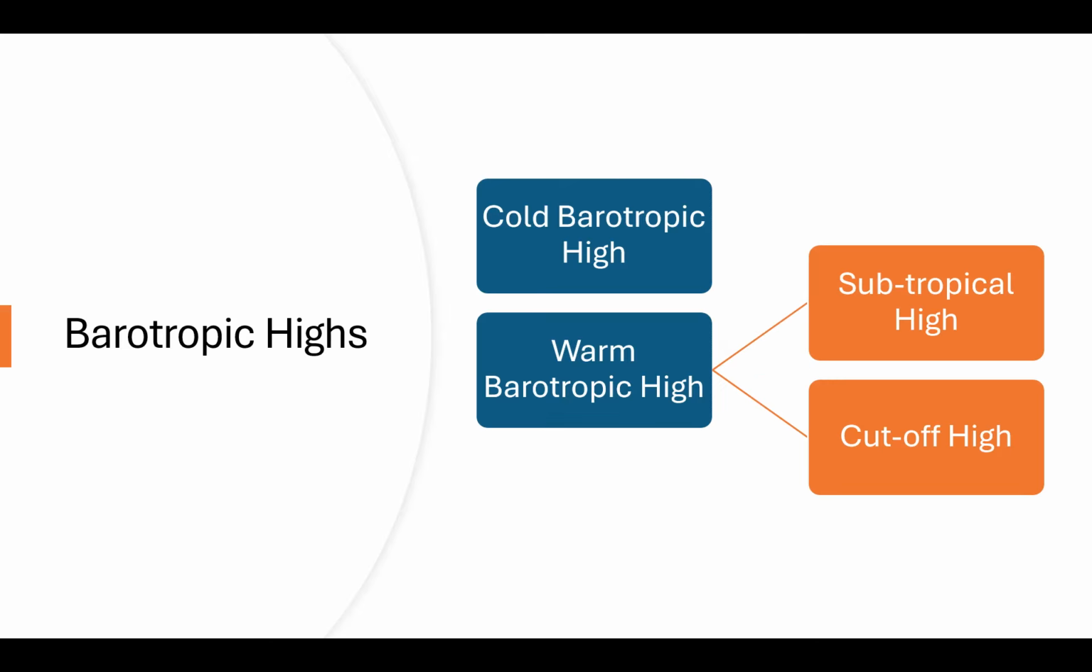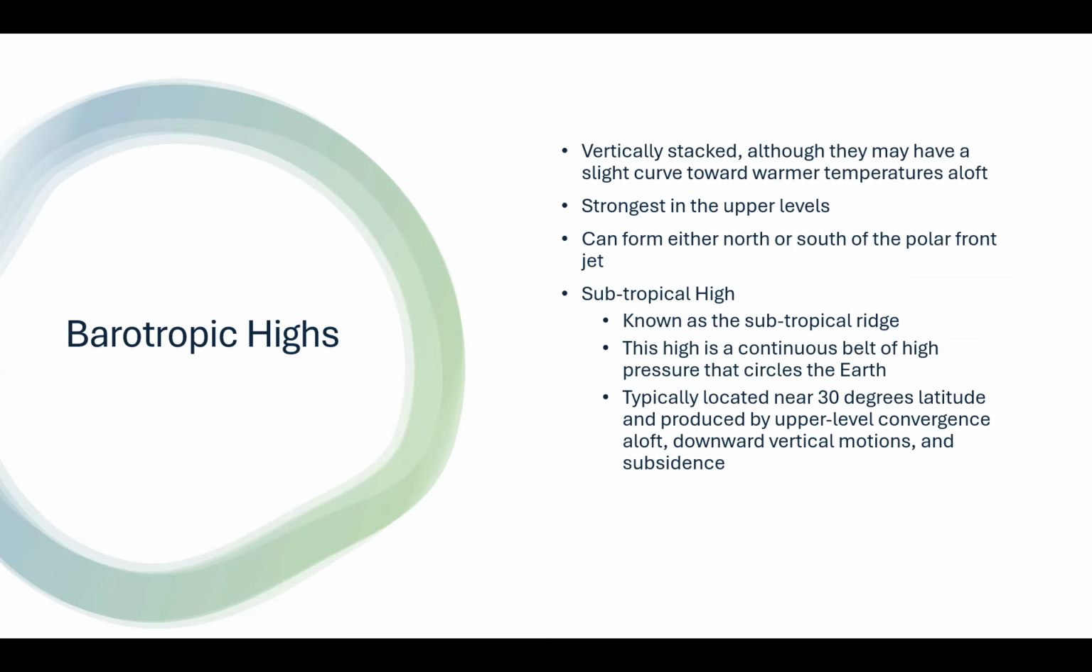Now with barotropic highs, let's switch gears here and talk about these. We have cold barotropic highs, we have warm barotropic highs. Two examples of warm barotropic highs are the subtropical highs as well as cutoff highs. Just like we had cutoff lows, we could actually get cutoff highs. Now barotropic highs, again, I want you to think about this. There's no temperature advection. When you see the word barotropic, no air mass changes. It's vertically stacked, although they may have a slight curve toward warmer temperatures aloft.